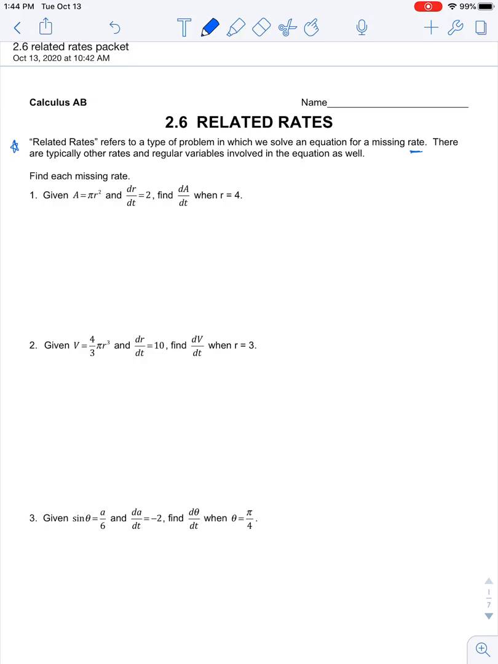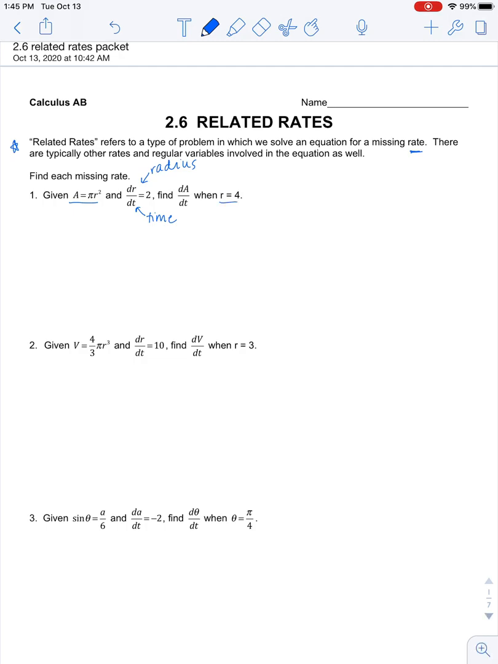So, for example, let's take the area of a circle. Area equals pi r squared. And here is the rate of change of the radius with respect to time. I know that because it says dr for radius, and the t here stands for time. So they're giving us that the rate the radius changes is 2, and then we're supposed to find dA/dt when r equals 4.